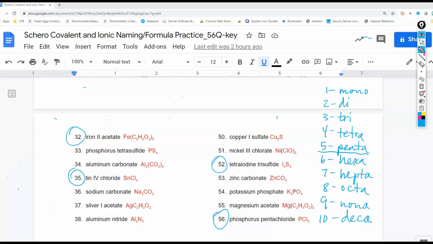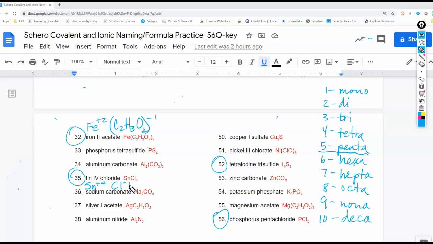Okay, so iron(II) acetate means that I am going to have Fe2+, and it's going to be combining with the acetate ion, which is C2H3O2 with a 1-. Crisscrossing my charges, I get Fe(C2H3O2)2. Number 35, tin(IV) tells me I have tin with a +4 charge, and chloride has a -1 charge. Crisscrossing, I do get SnCl4.